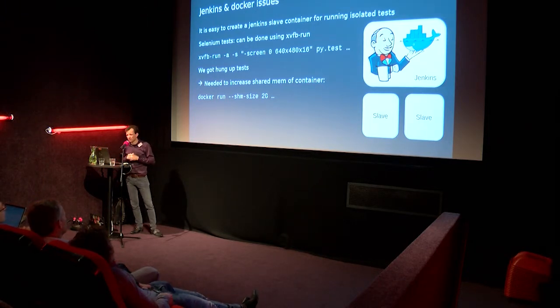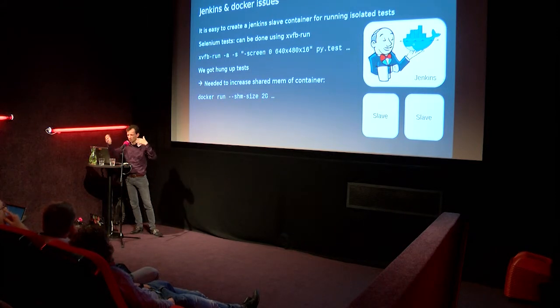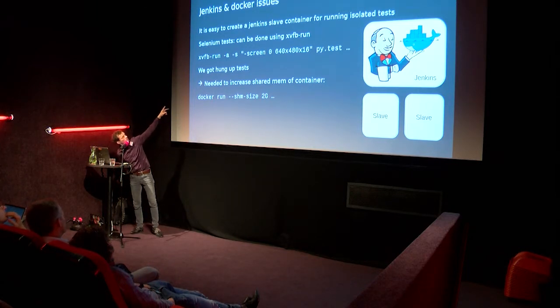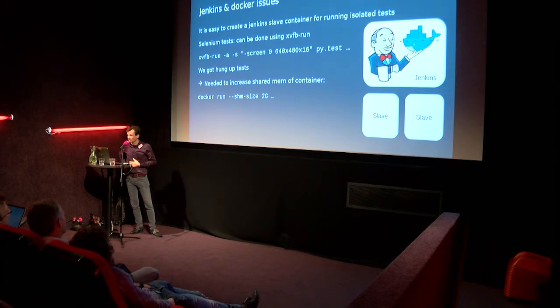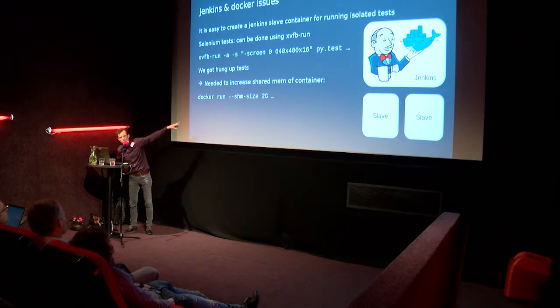But within a Docker container, by default, you don't have an X Windows server, so your Selenium tests, your UI tests that run in the browser, don't work right away. So with XVFB, the virtual frame buffer, if you put that in front of your test stuff, then it works. We also got hung up tests because of lack of shared memory, we found out after a while, so we needed to increase the shared memory. You had to recreate that slave container with the --shm-size option, and then things started working again.